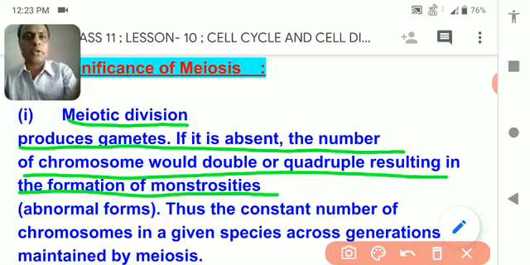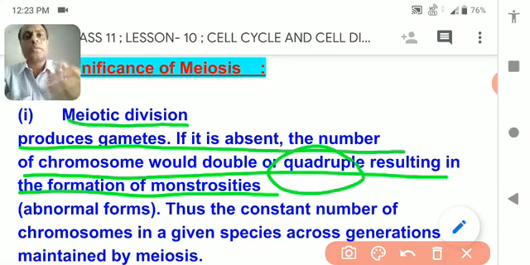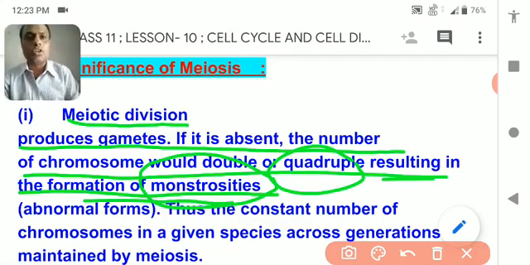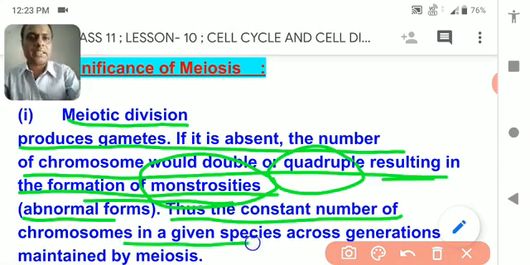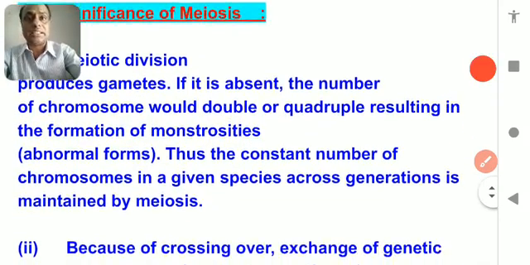So meiotic division produces gametes, and if it is absent, the number of chromosomes would double or quadruple, meaning the number of chromosomes gets doubled or becomes 4 times, resulting in the formation of monstrous cells, meaning unwanted cells, which cannot survive in nature. Abnormal forms. Thus the constant number of chromosomes in a given species across generations is maintained by meiosis. So meiosis is very important.